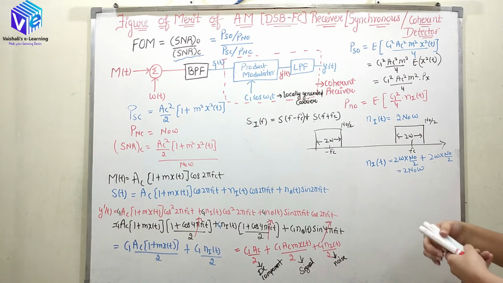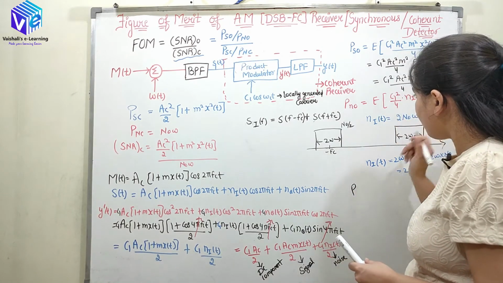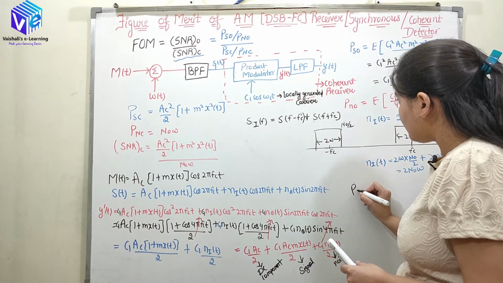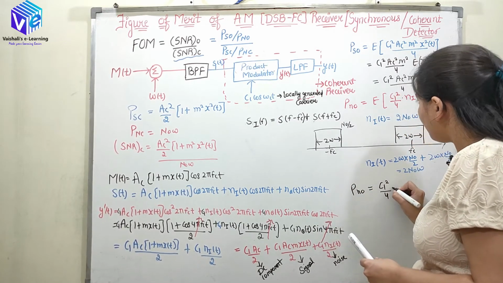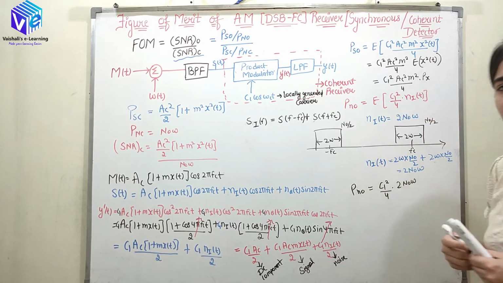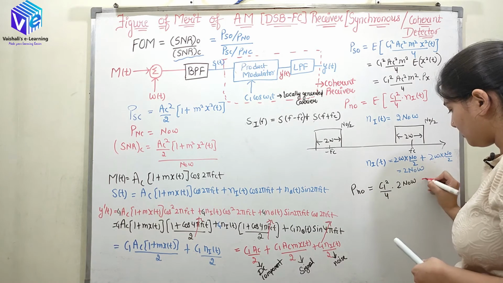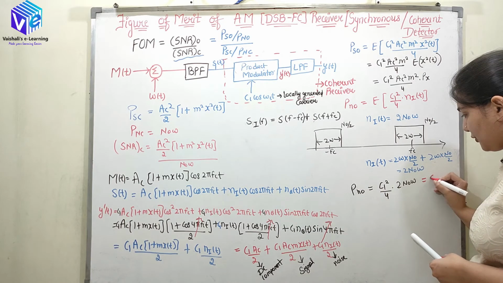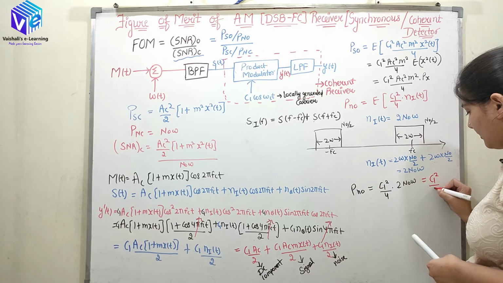So E of C1 square upon 4 into NIT will be equal to the power of noise, which is equal to C1 square upon 4 into 2 N naught W. So now I hope this thing is clear. So it is equal to C1 square upon 2 N naught W.